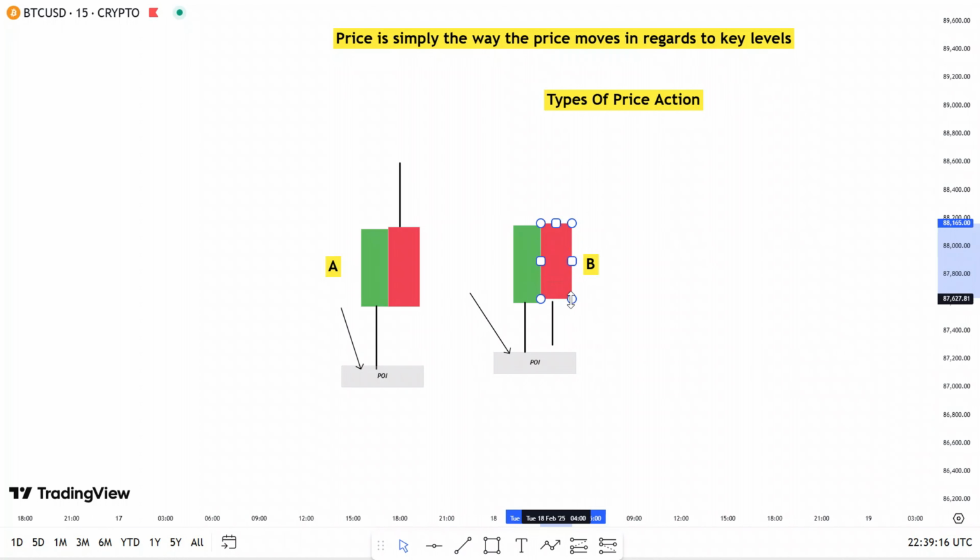Now in terms of scenario B, what we have here is that the first candle, which is the green one, as soon as it taps your POI, it wicks back with this rejection, and then the timer of that candlestick passes. Now the second candlestick opens, and this second candlestick came down first.